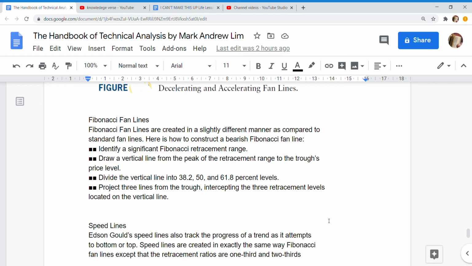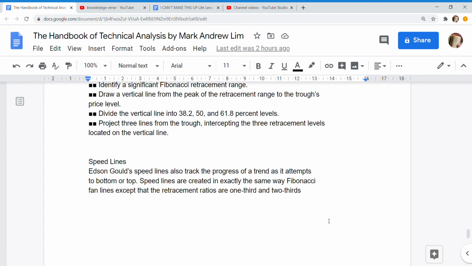Fibonacci fan lines. Fibonacci fan lines are created in a slightly different manner as compared to standard fan lines. Here is how to construct a bearish Fibonacci fan line. Identify a significant Fibonacci retracement range. Draw a vertical line from the peak of the retracement range to the trough's price level. Divide the vertical line into 38.2, 50, and 61.8% levels. Project 3 lines from the trough intercepting the 3 retracement levels located on the vertical line.